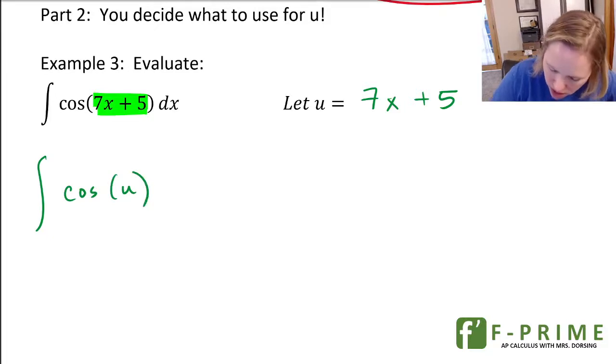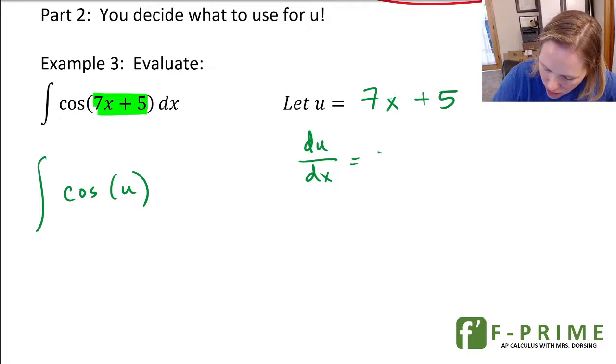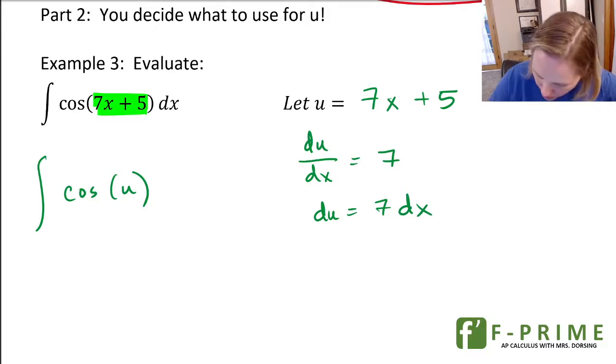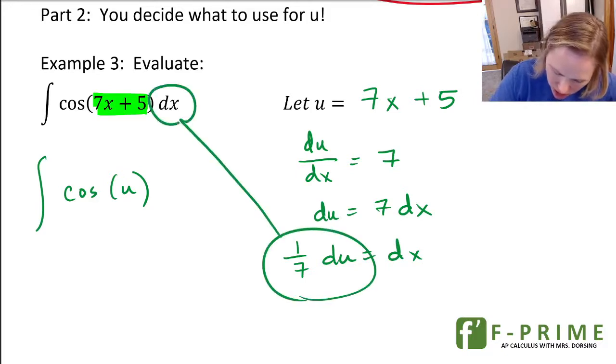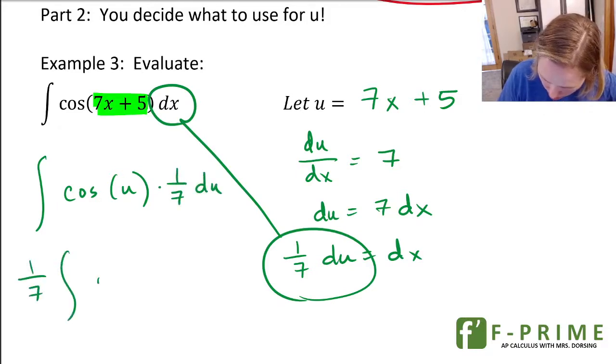Now I need to replace dx. So I'm going to find du/dx, which equals 7. So du is 7 dx. But I don't have any 7s in there, so I'm going to divide the 7 over. 1/7 du equals dx. And this is what I'm going to replace dx with. It's its equivalent, so I'm going to trade it out. So times 1/7 du. I'm going to move the 1/7 to the outside and keep on going.